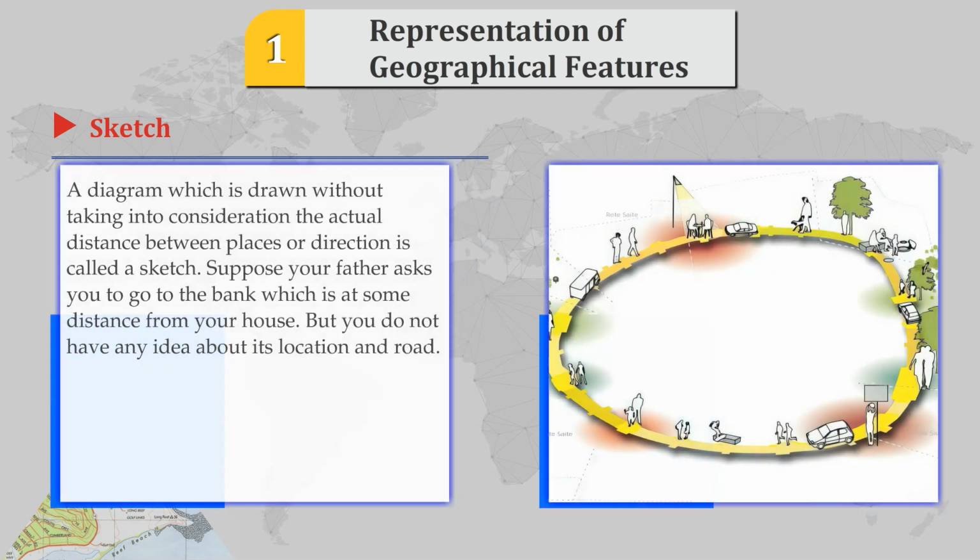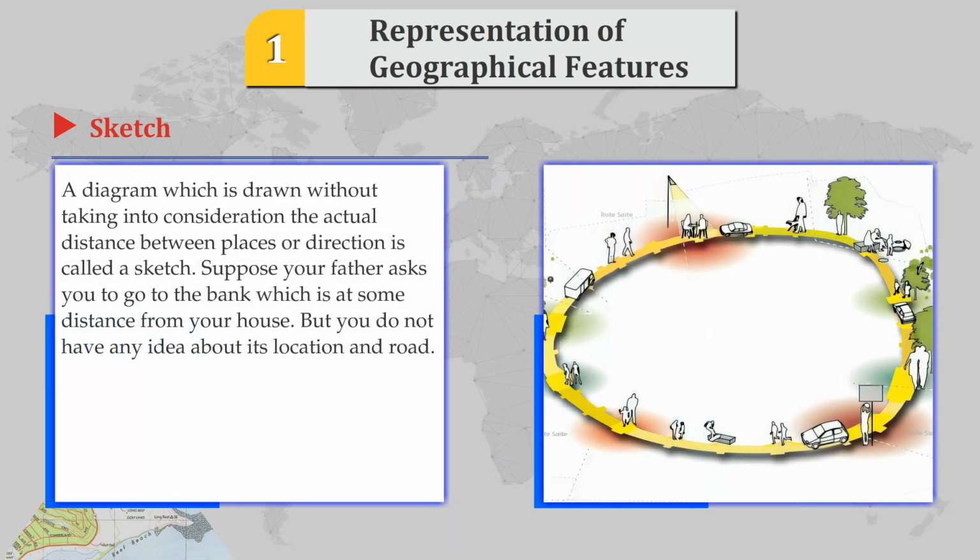Sketch. A diagram which is drawn without taking into consideration the actual distance between places or direction is called a sketch. Suppose your father asks you to go to the bank, which is at some distance from your house, but you do not have any idea about its location and route.